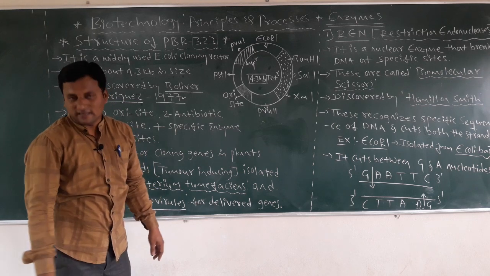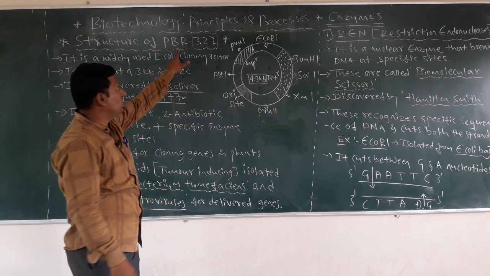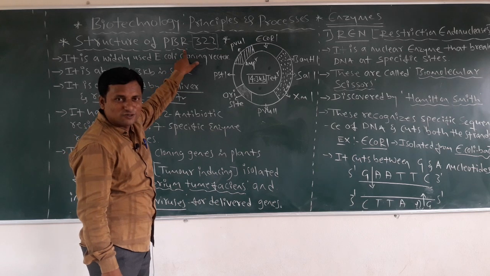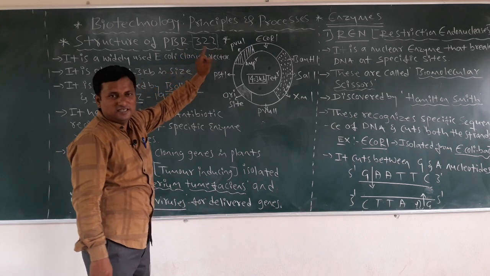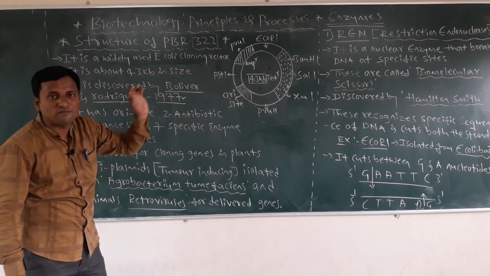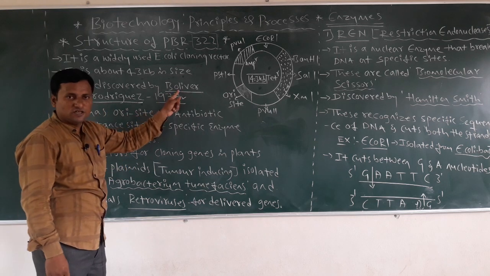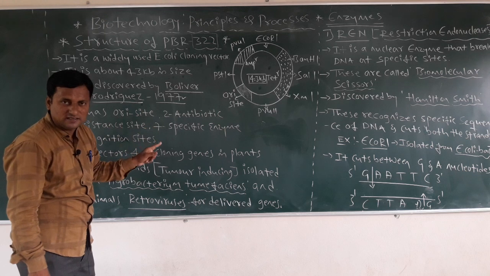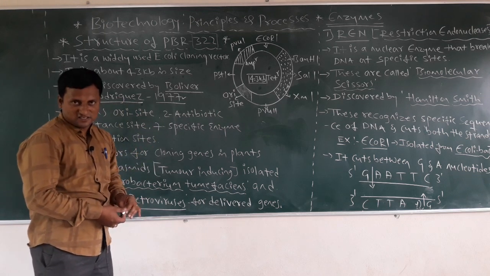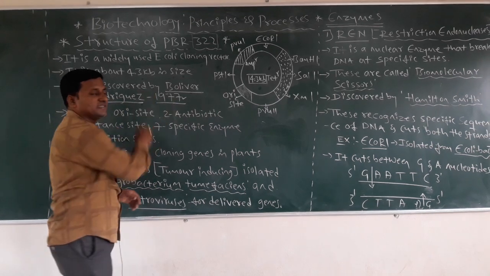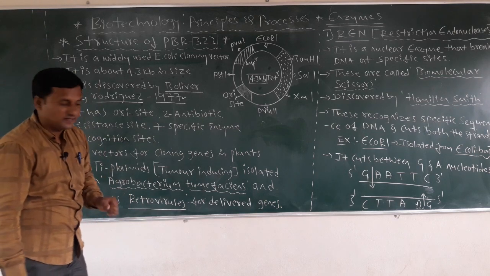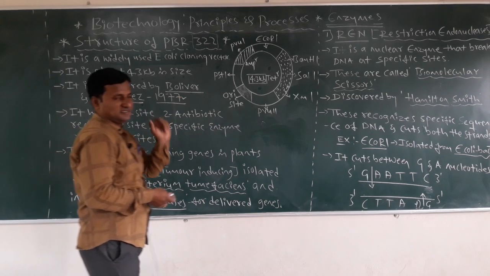It is a strain number. Plasmid of Bolivar and Rodriguez 322. This is the full form of pBR. pBR is nothing but a plasmid of Bolivar and Rodriguez, because it was discovered by those scientists in the year 1977.